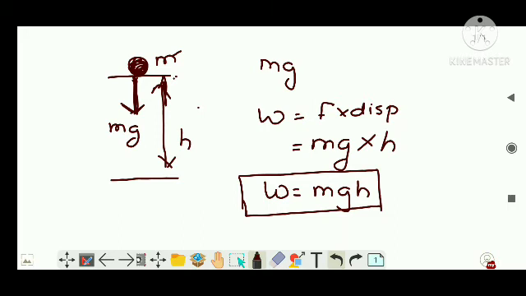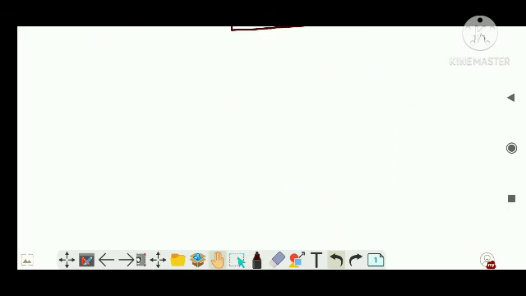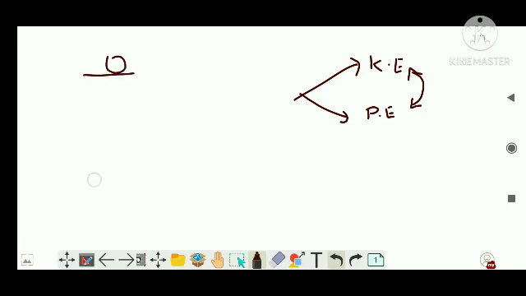Clear? Now, I just told you that energy is mainly classified into two: kinetic energy and potential energy. So we'll see the interconversion of kinetic energy and potential energy when a ball is in free fall. Same example: initially the ball is at a height h from the ground.